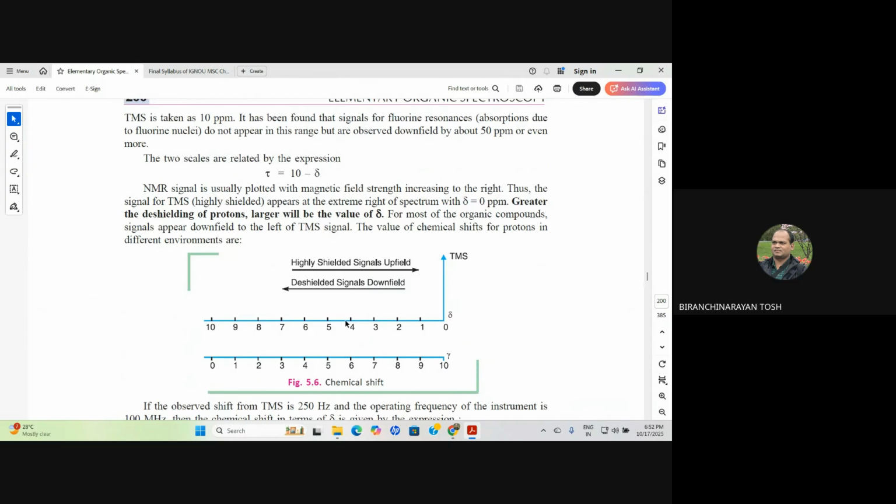Highly shielded signals are upfield. Low delta value means upfield, high delta value means downfield. Deshielded is downfield, shielded is upfield. You have to remember it like this: deshielded downfield, DD, and shielded upfield. So downfield means higher delta value or lower tau value. The greater the deshielding of the proton, the larger the value of delta.